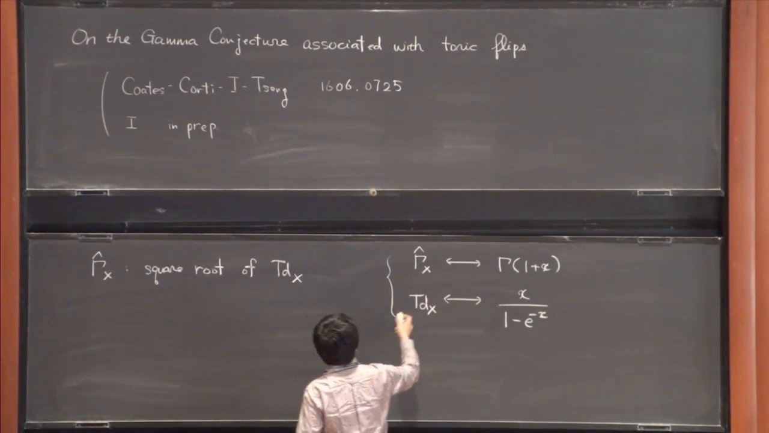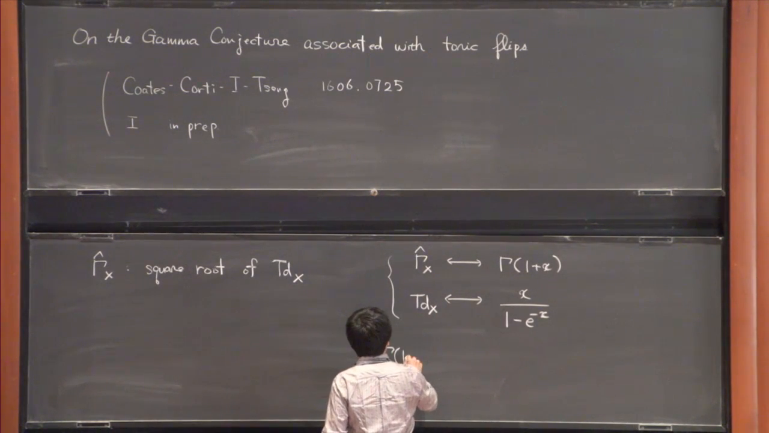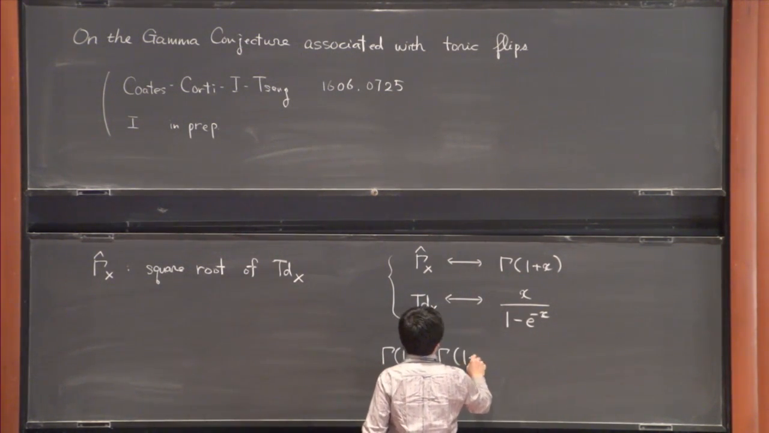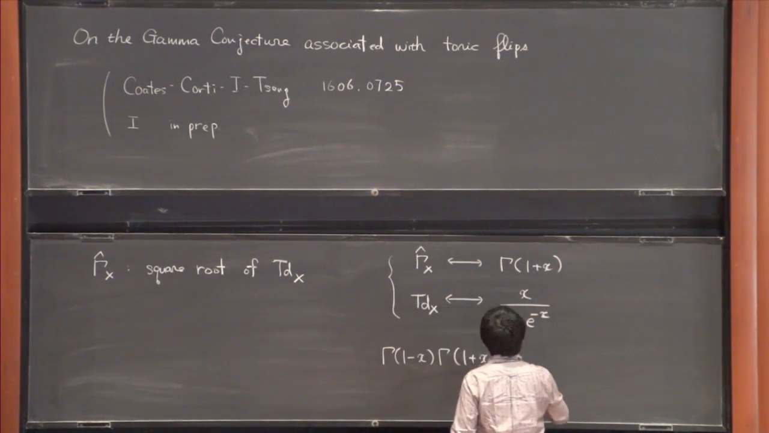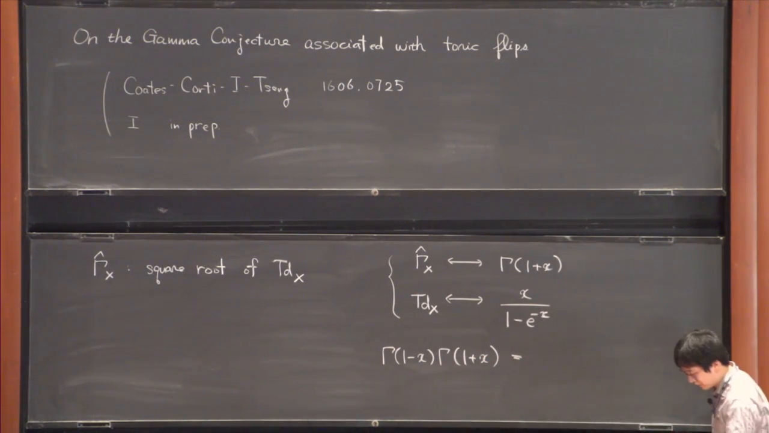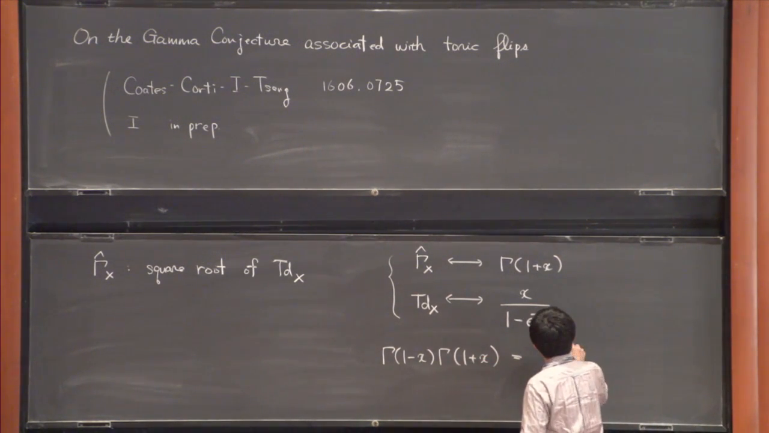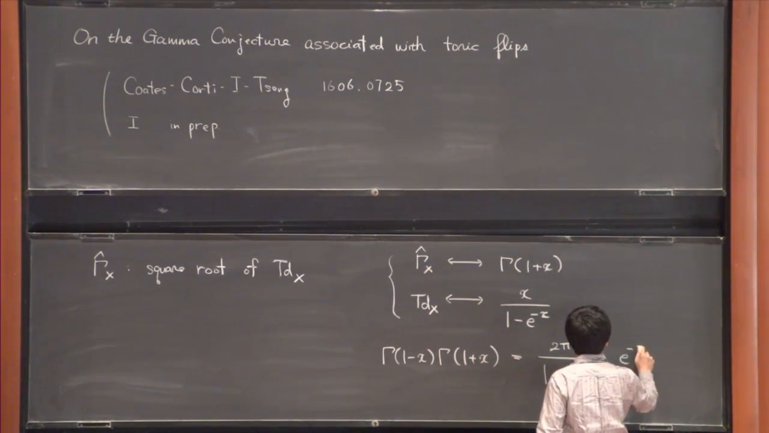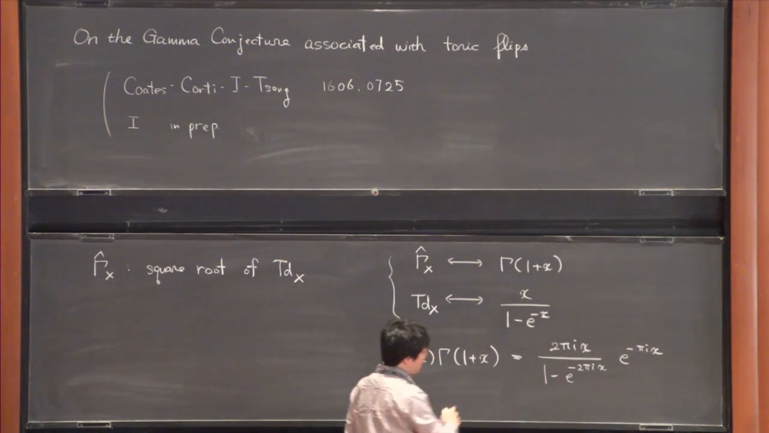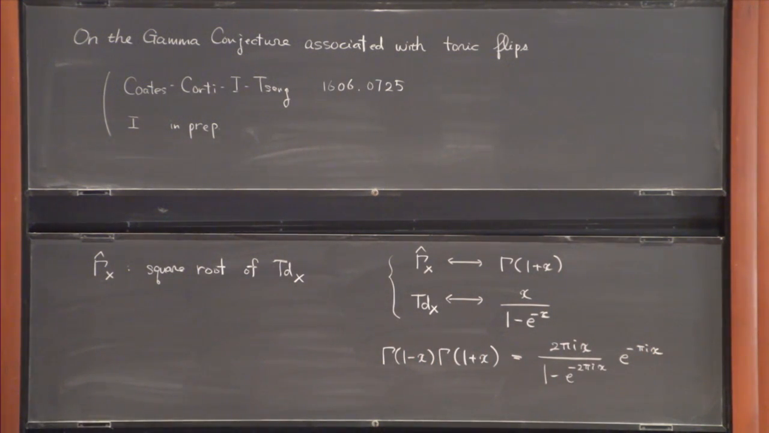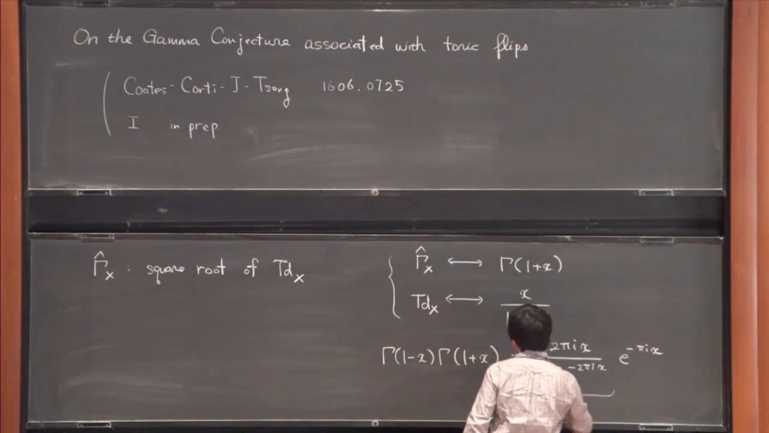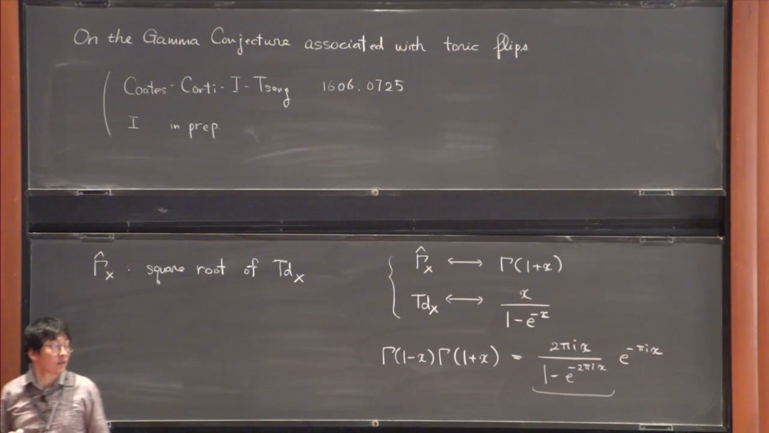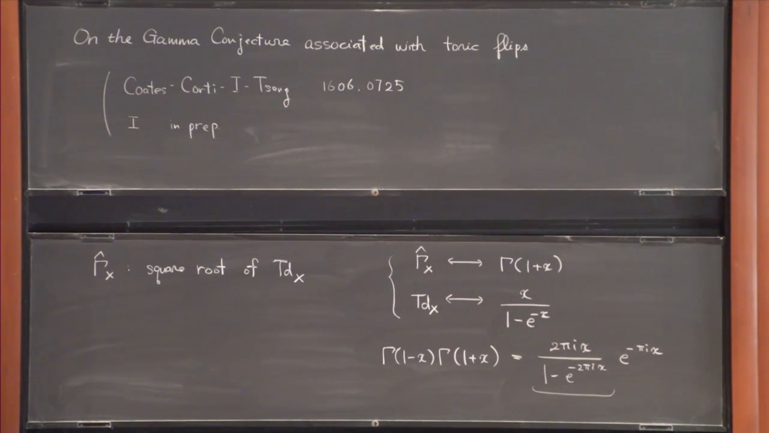So for example, if you recall this famous identity, gamma 1 minus x times gamma 1 plus x is equal to pi i x over sine pi x, which is pi i x and 1 minus exponential minus 2 pi i x, times e to the minus pi i x. So up to this exponential minus pi i x factor, this is the third class, and this is the square of gamma. So in this sense, this is a square root of gamma.